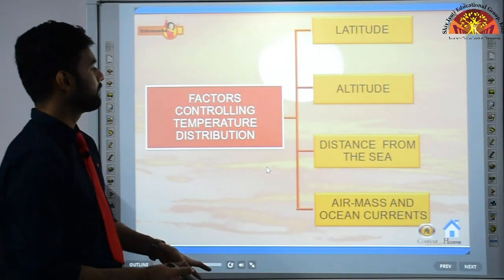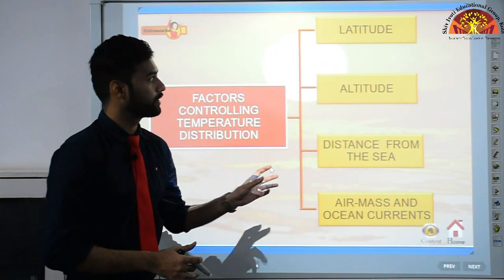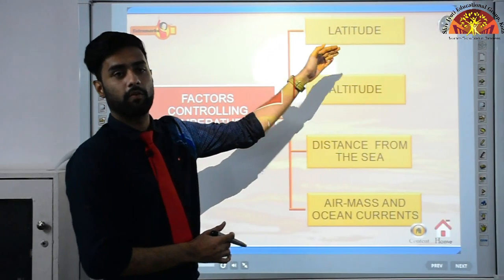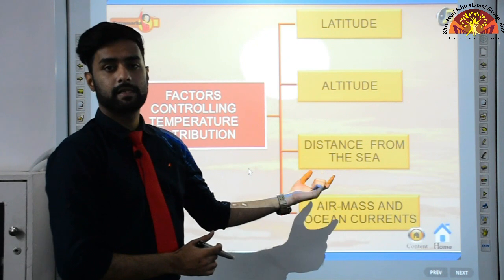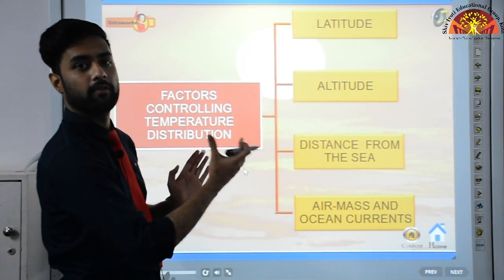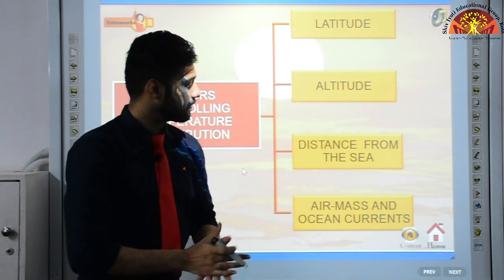And so students, we have learnt about the factors controlling temperature distribution. We learnt about latitude, that means how far away you are from the equator. Altitude, how high you are. Distance from the sea, how much farther you are from any water bodies or ocean. And air mass and ocean currents.